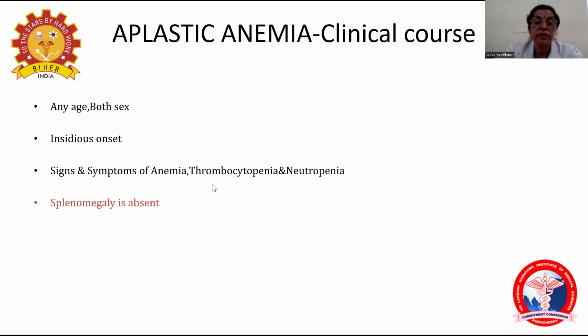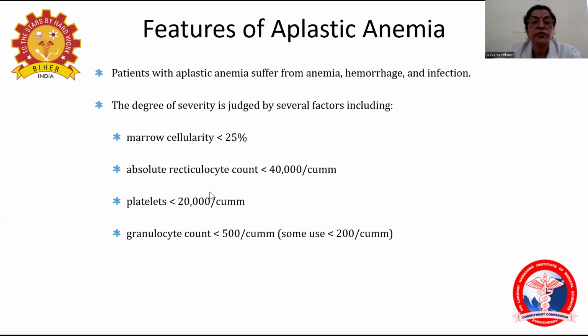What happens to the spleen? Spleen is not enlarged. In case of aplastic anemia, there are several ways of grading it, and the severity is more when the marrow cellularity is less than 25%, the absolute reticulocyte count is less than 40,000, platelets less than 20,000, and the granulocyte count is less than 500 cells per cubic millimeter.